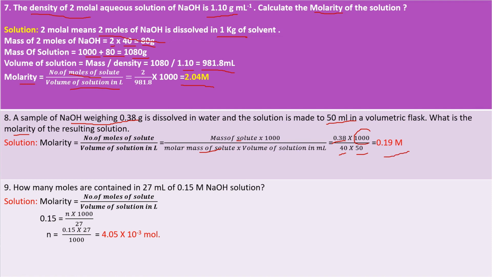Now the next question is, how many moles are contained in 27 ml of 0.15 molar NaOH? Now we know that molarity is equal to number of moles of solute divided by volume of solution. Now molarity is given 0.15. Number of moles you have to calculate, that is N, upon 27 is the volume of solution in ml. So multiply it by 1000, then it is converted into liter. So the value of N comes to be 4.05 into 10 raised to power minus 3 moles.